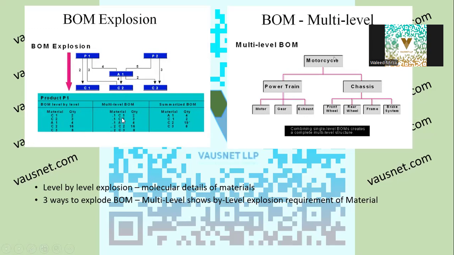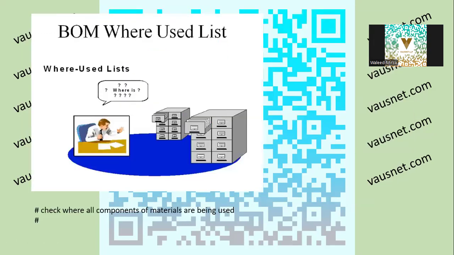In multi-level, of course, C1, there are 2 quantities. In C2, there are 3. A1 is 3, C2 is 16. This is multi-level BOM. It is producing by level. Okay, multiple levels. Summarized BOM, again, you have the whole summary of A1, C1, C2, C3. Okay. That's how BOM explodes to give you molecular requirements of the material.